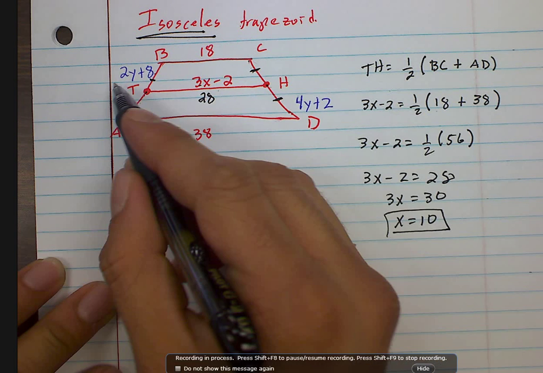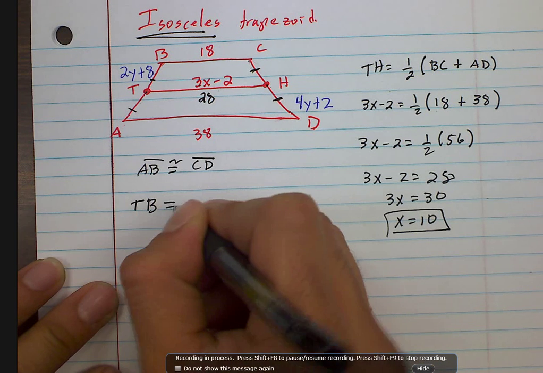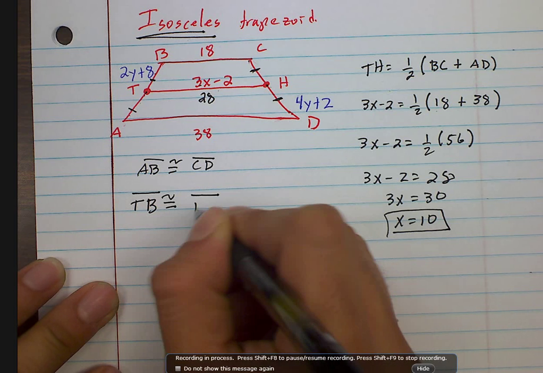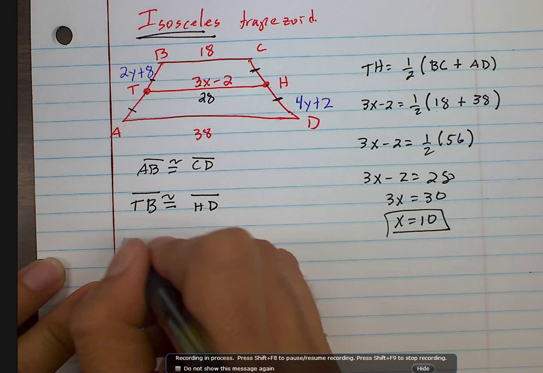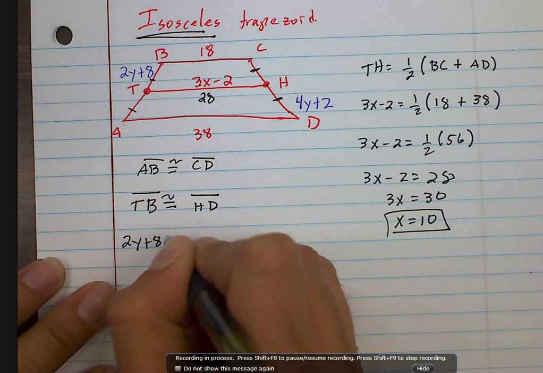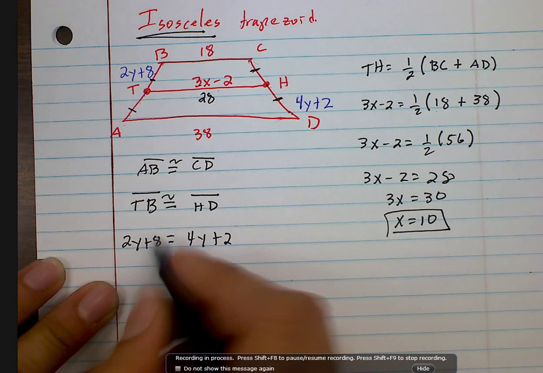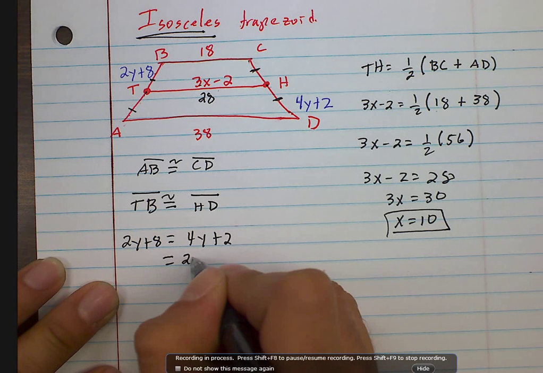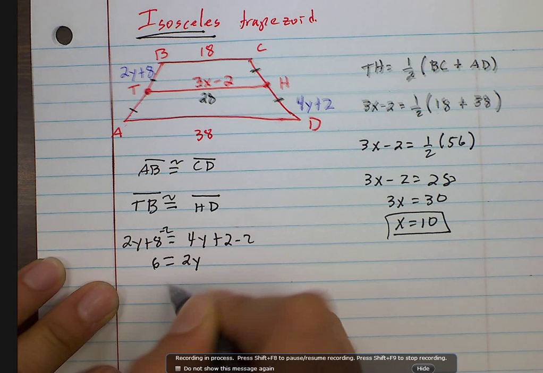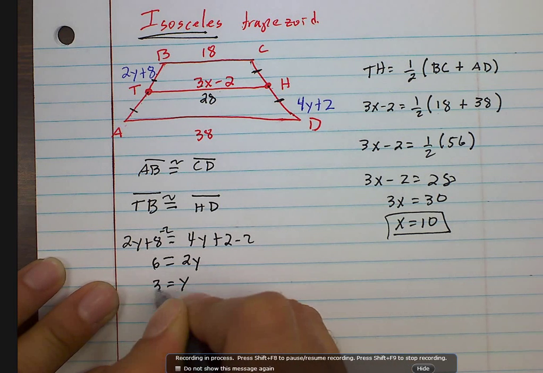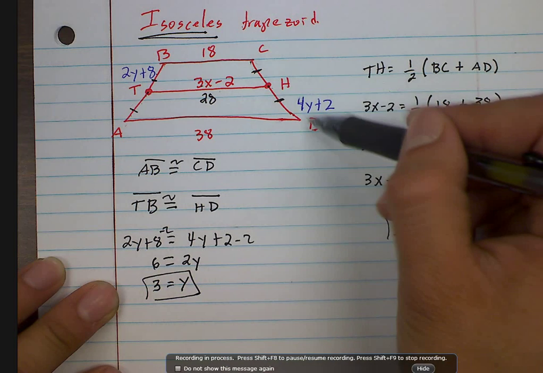So to find y, I know that TB is congruent to HD. Okay, so all you do is substitute them in. So you know 2y plus 8 is TB, and HD is 4y plus 2. So subtract 2y on each side, you get 2y. Subtract 2 here, and then you're going to get 6. So that means y is equal to 3. So there's your value.